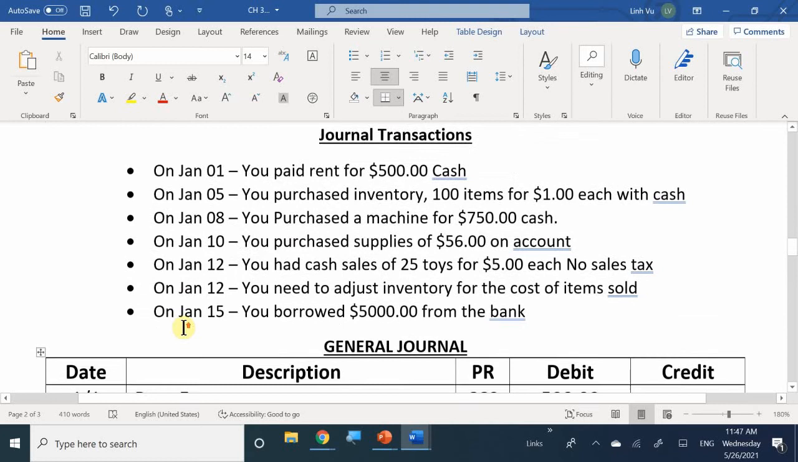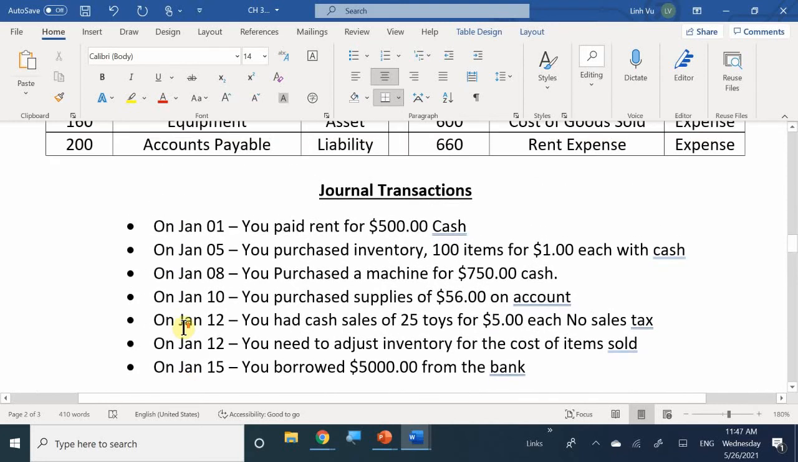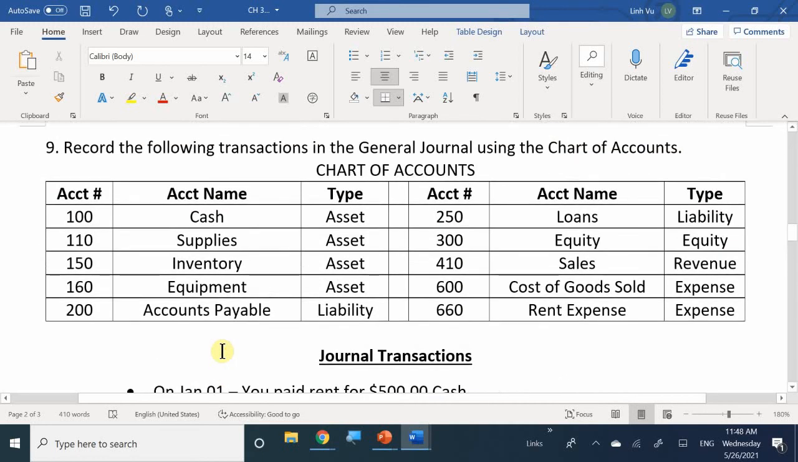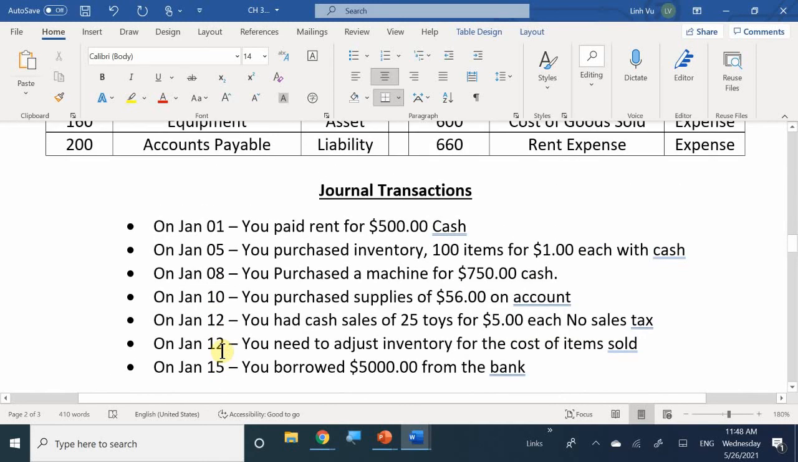Now, let's look at the next scenario. On that very same day, you need to adjust your inventory for the cost of the items you sold. So reverse the last transaction, right? Sorry, say that again, Nathan. What was the question again? Well, in this case, the scenario asks that we need to adjust our inventory for the cost of the items that we sold.